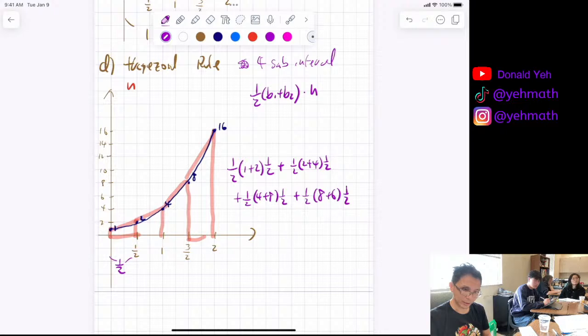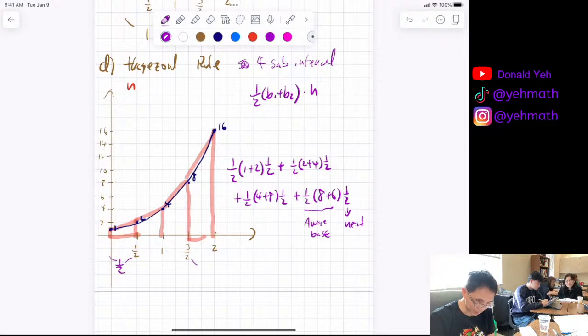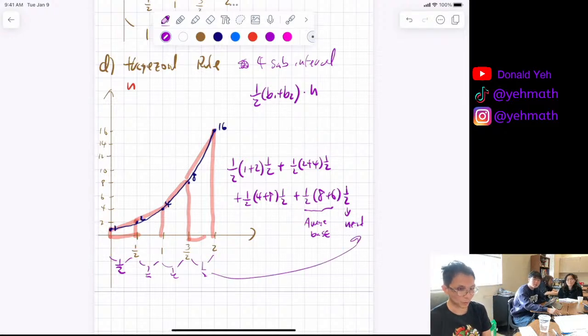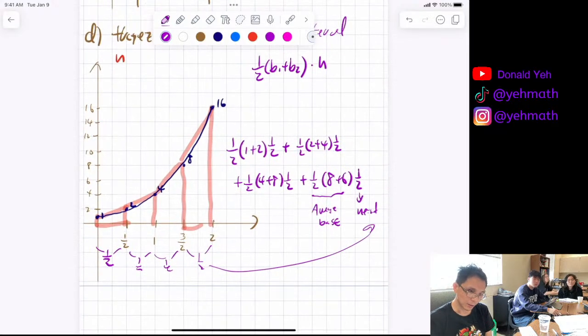This part is the average of the bases. And this is the height, which is the width of the rectangle. So it kind of makes sense because this is 1/2, this is 1/2, this is 1/2, and this 1/2 becomes the width, but it's the trapezoid's height. So it's kind of confusing. So the easy way to calculate this, there is actually a trapezoid rule.